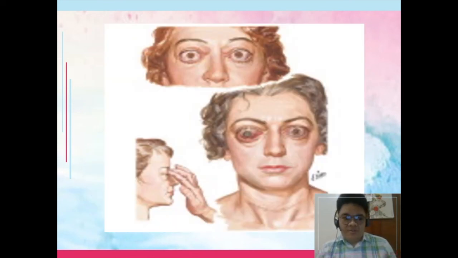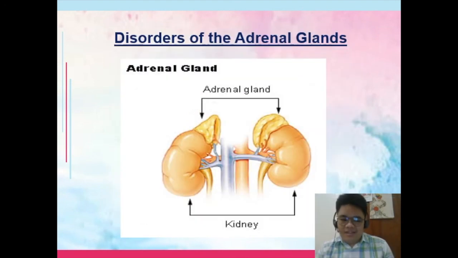So this is your exophthalmos, the bulging of your eyeballs, classic to hyperthyroidism, especially Graves' disease. That will be all for your hyperthyroidism. On the succeeding discussion, we'll be talking about disorders of the adrenal gland. Thank you for your attention.